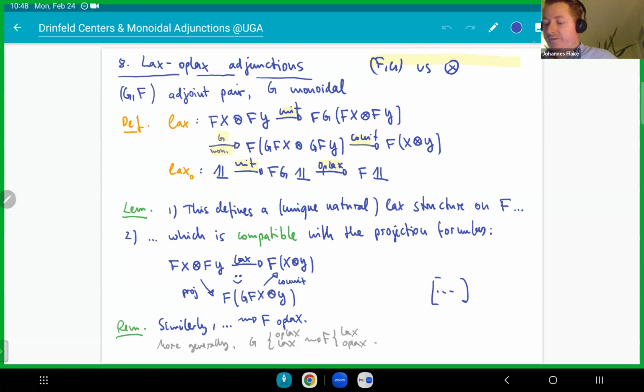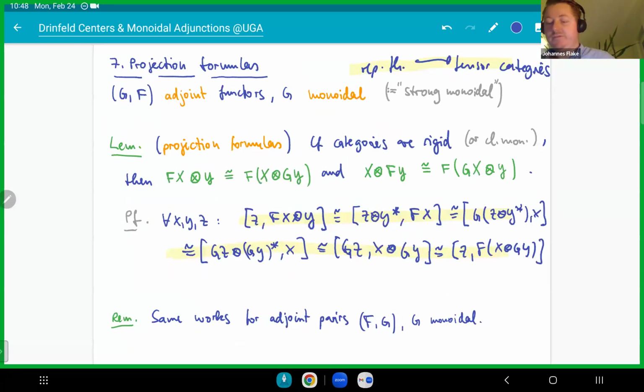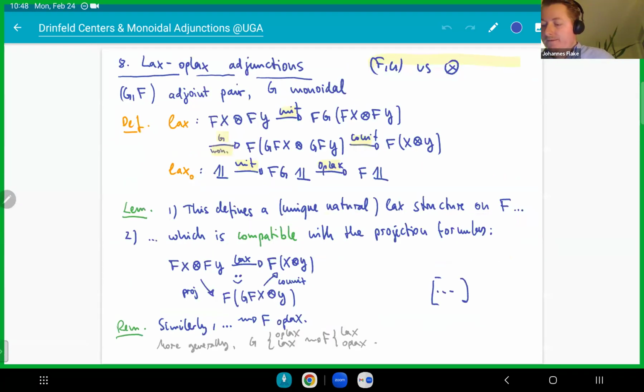By the way, the example to have in mind for representation theory is restriction and induction for finite groups, right? If you want, you can just think G is a restriction from a bigger finite group to a smaller finite group, and F is an induction going the other direction. So in the same setup, I'm claiming I get a structure on F. Usually the adjoint, for instance the induction for finite groups, is not monoidal, but it is in some sense close to monoidal. So what I get is what is called a lax monoidal structure.